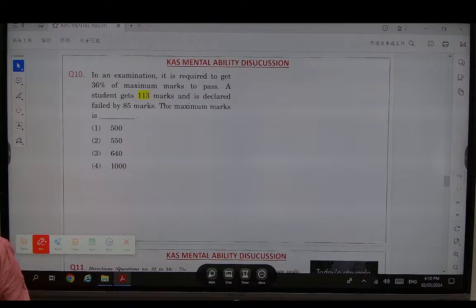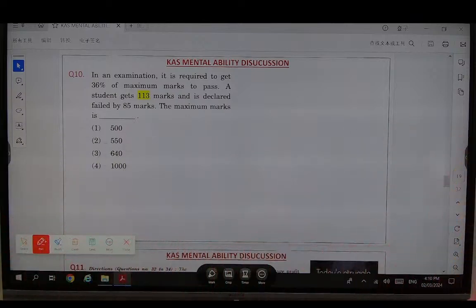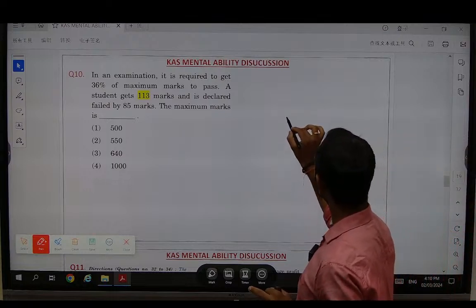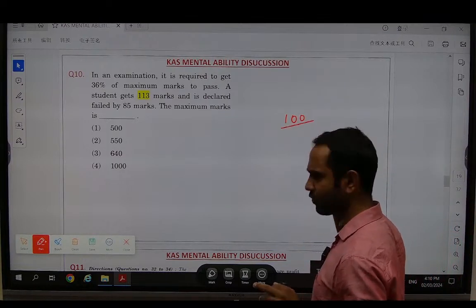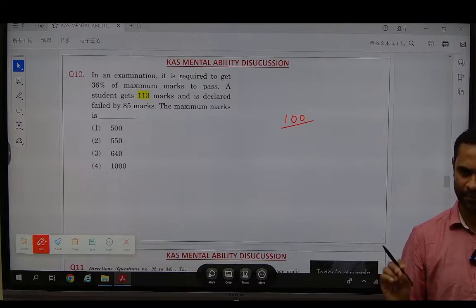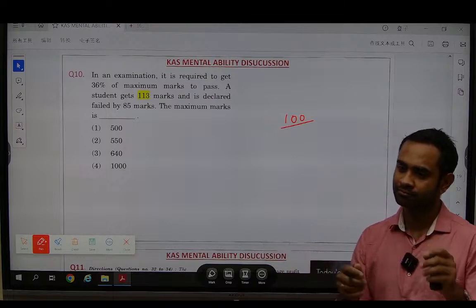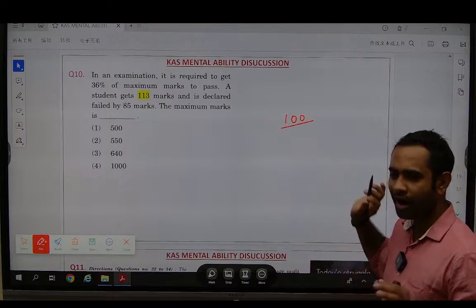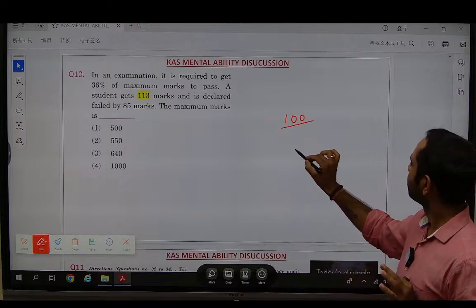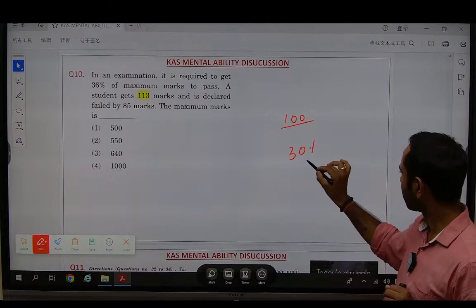So in an examination, forget about this question, right? Suppose in your exam, second paper, 100 questions, or think of 100 marks, okay? 100 questions, 100 marks, right? So 100 questions are there for 100 marks. So if you get 30%, that means you pass the exam.